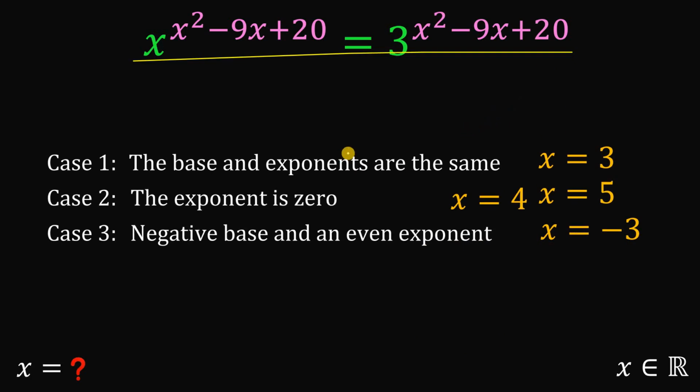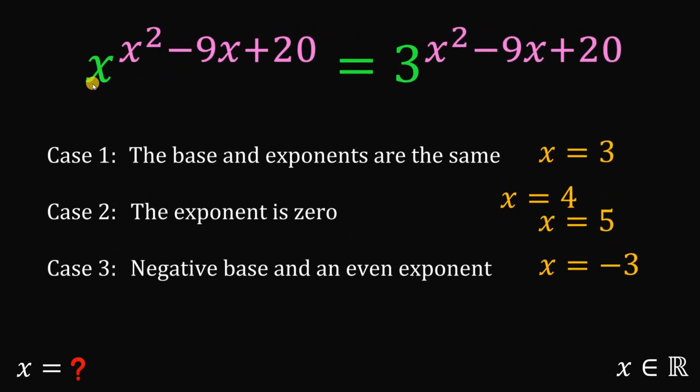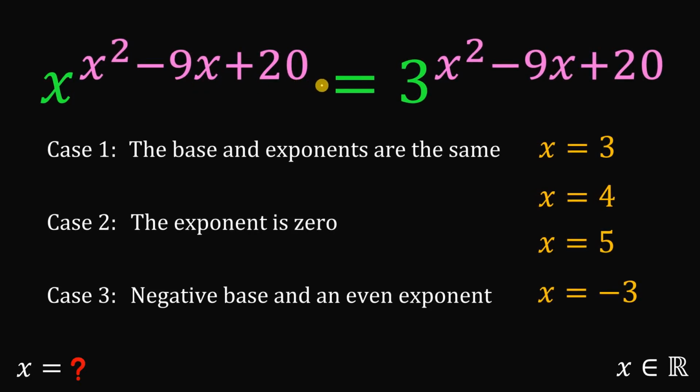Therefore, our answer to this question, given the equation x raised to the power of x squared minus 9x plus 20 equals 3 raised to the power of x squared minus 9x plus 20, is that the values of x that satisfy this equation are x equals 3, x equals 4, x equals 5, and x equals negative 3. And as always, we are done.